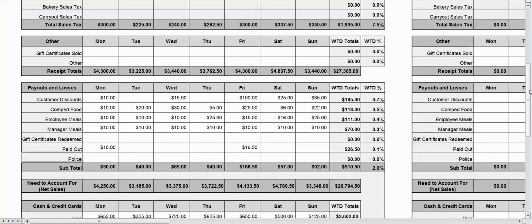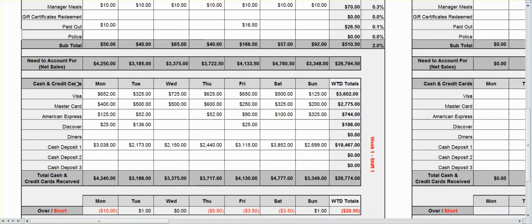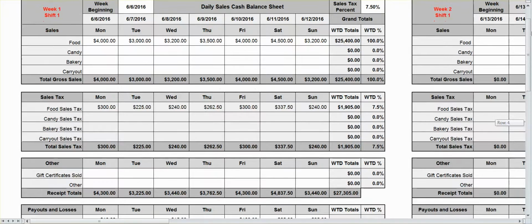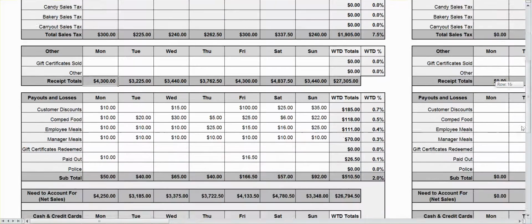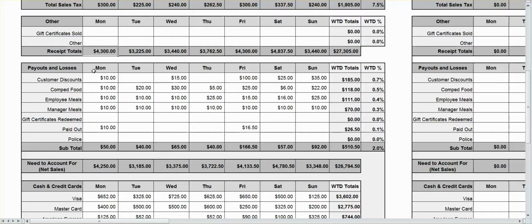Now, underneath that is going to be your credit cards, and you're actually going to need to account for your net sales. So basically what you're looking at is, for instance, on Monday, you had $4,000. There's your sales tax, right? So between your $4,000 and your sales tax, your receipt total is going to be $4,300. If you go down below, your $4,300 minus your payouts and your losses, it's going to be $4,250. It's your subtotal for $50 for here, but your net sales is going to be $4,250.